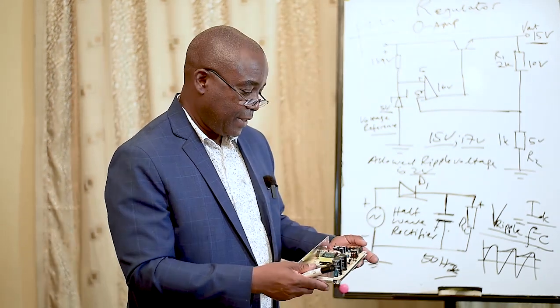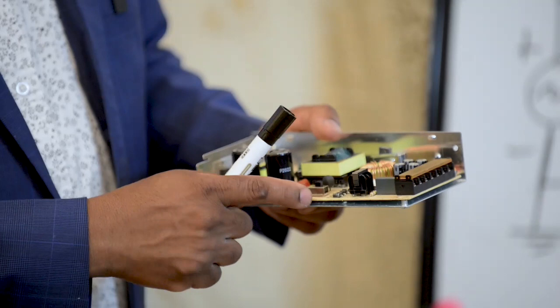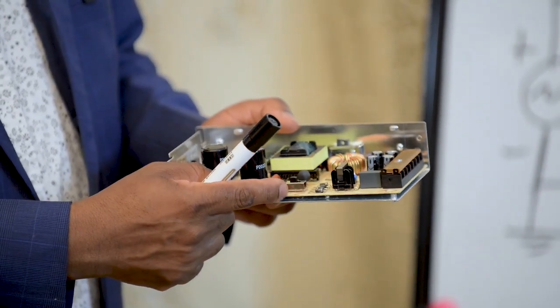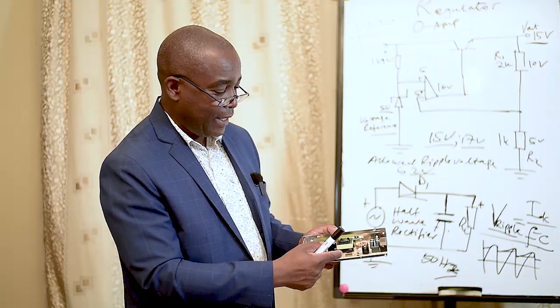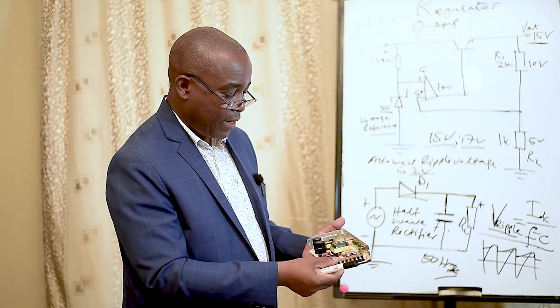So this is a power supply, and here we have a switch. This switch is for 220 volts and 110 volts. So in Tanzania we are using 220 volts as mains from the TANESCO supply. So we put our switch at 220 volts, and then here we have our output.